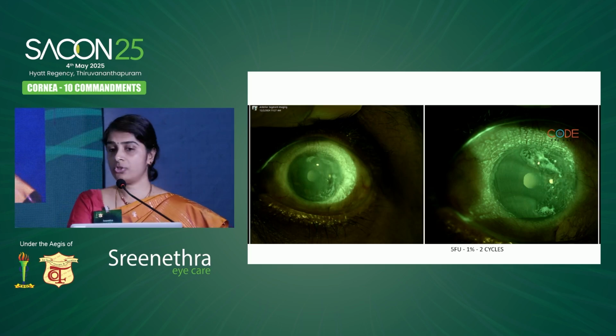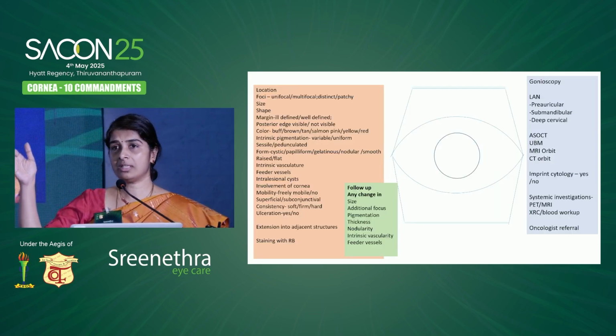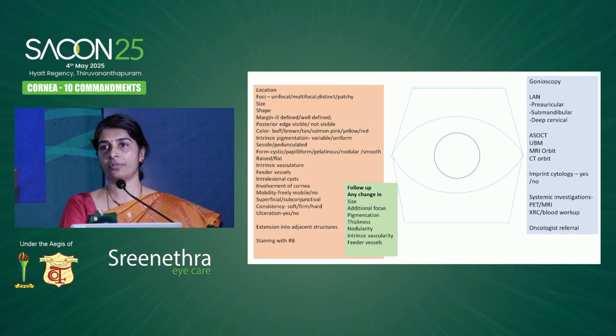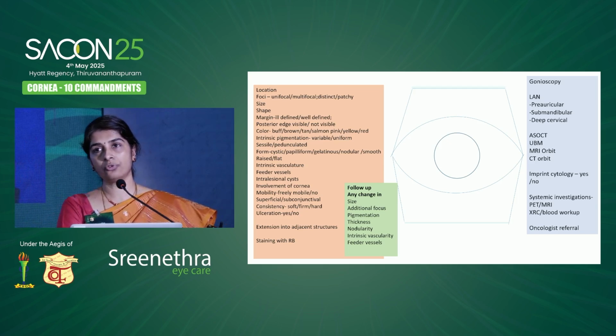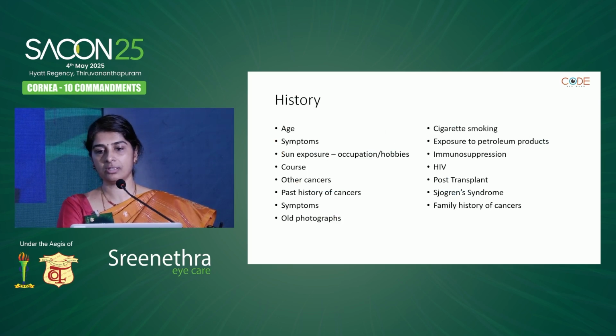And this is a patient who's completely free of the lesion now. This is to show how extensively you need to document your findings when you're making a note of these patients. Slit lamp photography is probably the best way of doing it along with the documentation. A detailed history needs to be taken in these patients to ensure that you're not missing any of the risk factors in these patients.